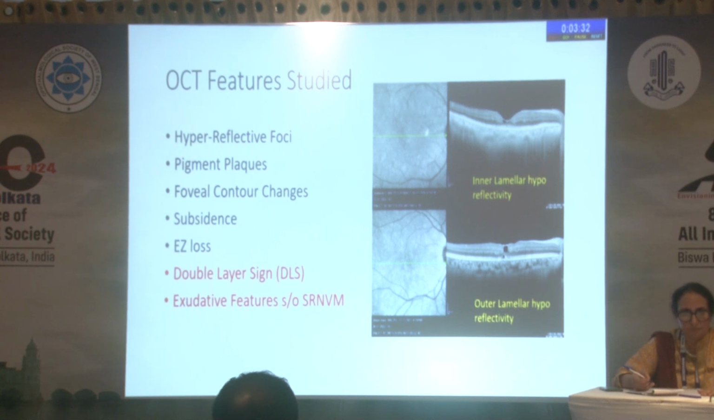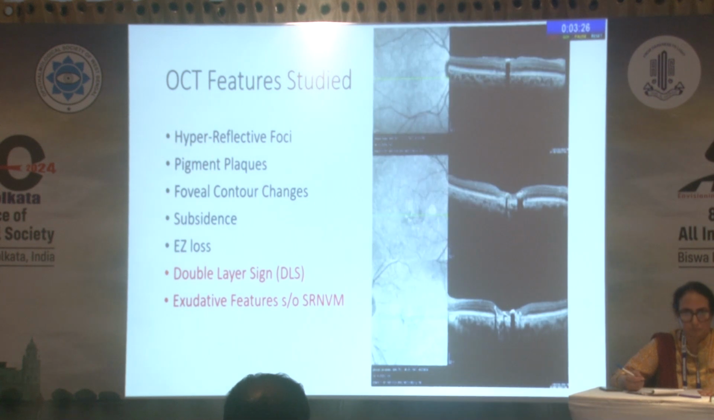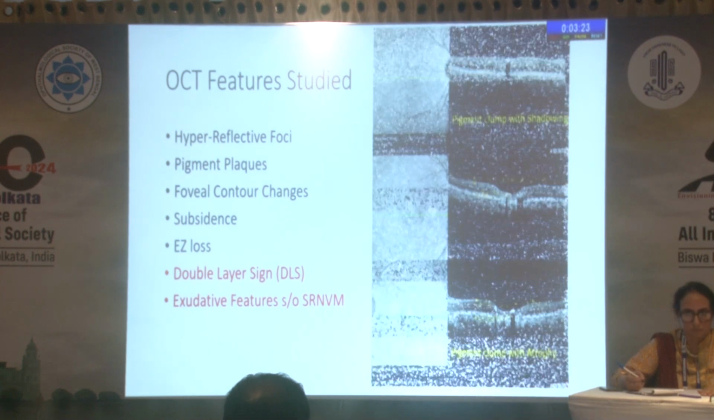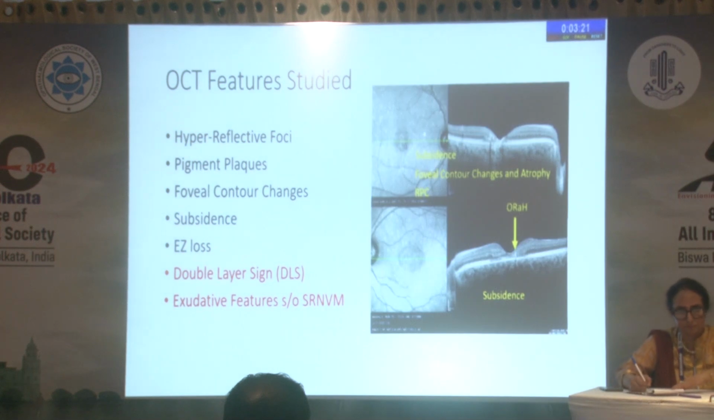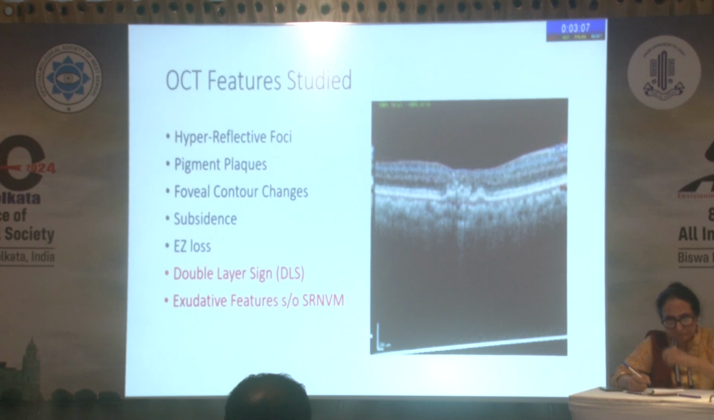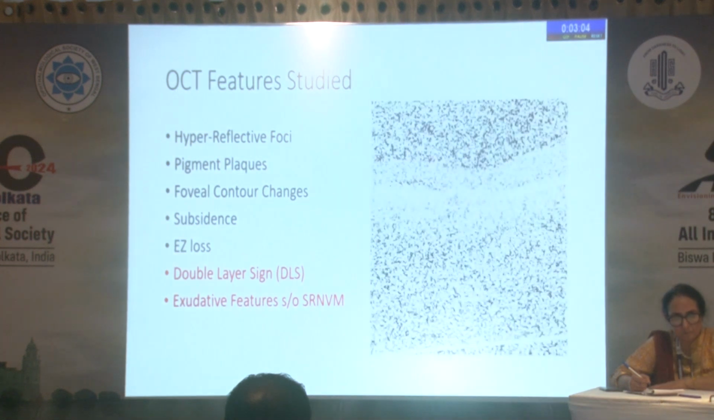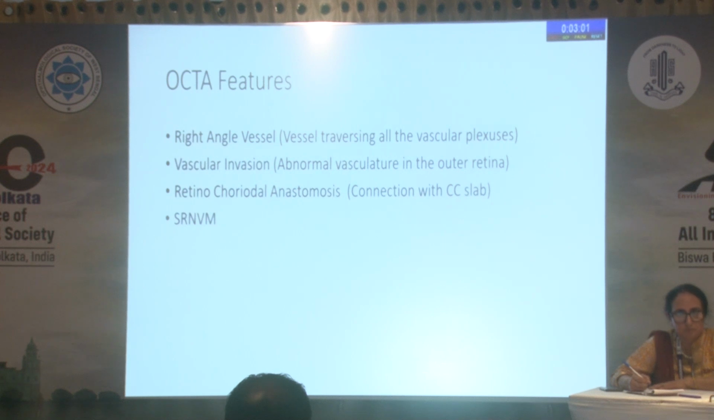The OCT features studied were those related to MacTel, including hyperreflective foci, the formation of hyperreflectivity, pigment plaques, and eventually, something that was important, the change of the contour, that is the retina going down. That's called subsidence: the vertical support of the retina is not there and it goes down to the outer retinal layers. But we also studied vascular features, that is the presence of a double layer sign, as you see here, and also the eventual features of a subretinal neovascular membrane. These were the presence of a right angle vessel, vascular invasion, which I'll come to later, a retinochoroidal anastomosis, a vessel going throughout the length of the retina, and eventually the formation of an SRNVM.